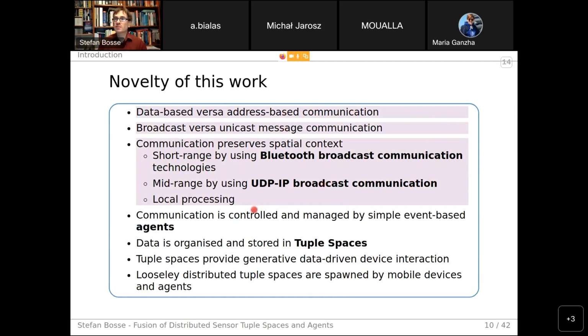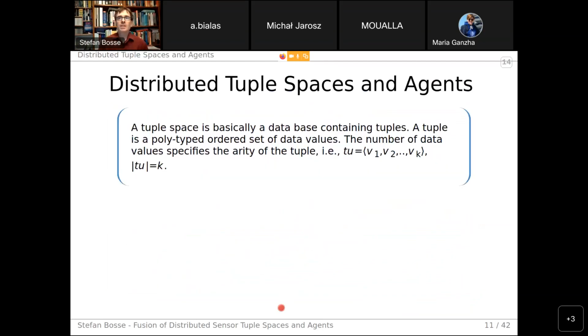And we have local processing. This is very important. Communication is controlled and managed by simple event-based agents, and they have direct access to tuple spaces, which organize the data. So tuple spaces provide generative data-driven device interaction. And finally, we have a lot of tuple spaces, basically one tuple space on each device, and they are loosely coupled and distributed. And this loose coupling is spanned by mobile devices and agents. So we talk about distributed tuple spaces and agents.